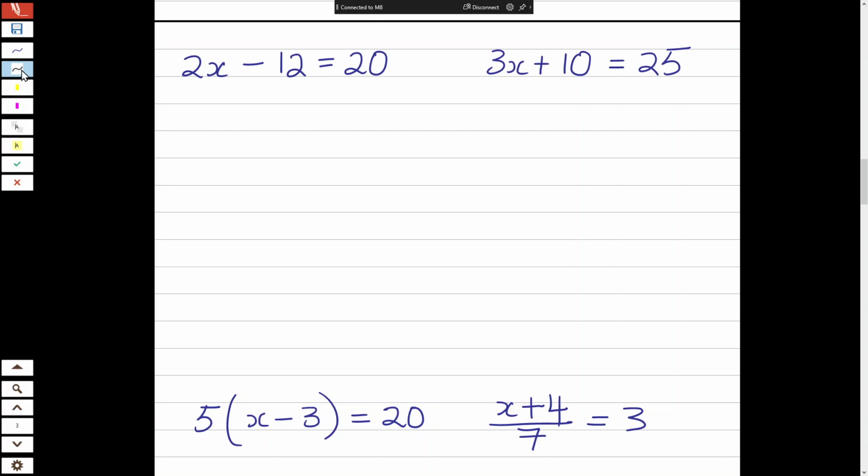So what would you like to suggest doing here? So Jess suggests plussing 12. And then divide. Okay. So watch what happens if I plus 12. We get 2x equals 32. And now I've got a one-step equation, just like the ones on the previous page.